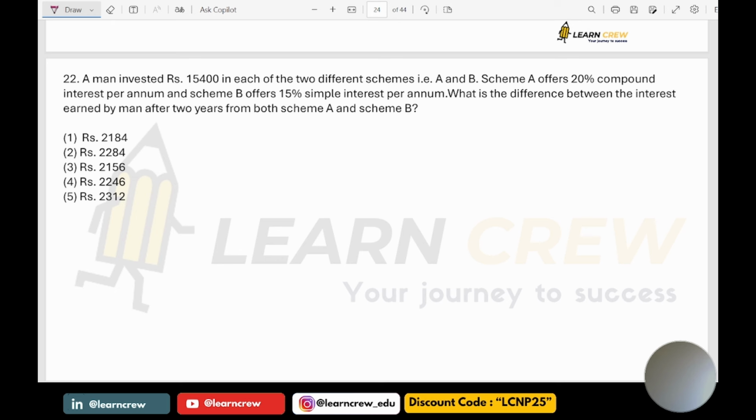So if you see here, on 15,400, 20% compound interest for 2 years would be how much? 44%. 44% of 15,400 would be 6,776. And simple interest for 2 years would be 30%. 30% of 15,400 would be 4,620. It is asked for the difference, which is 2156. Okay, so answer is 2156. Option 3 is the answer.